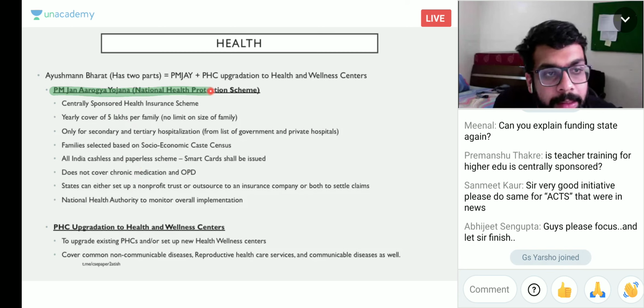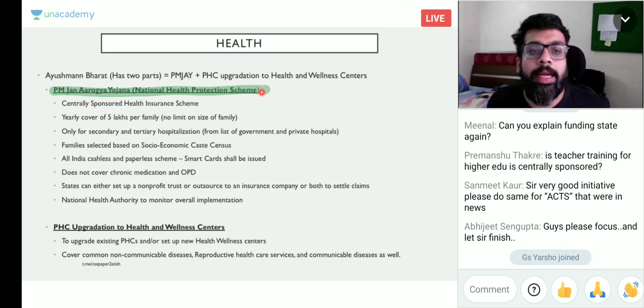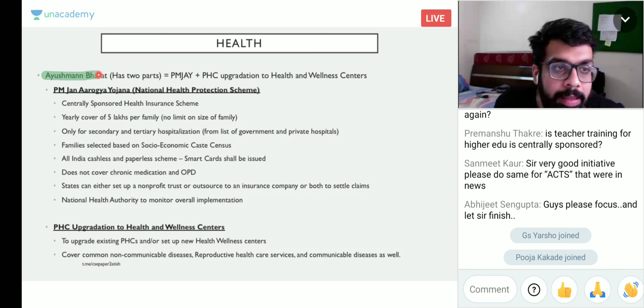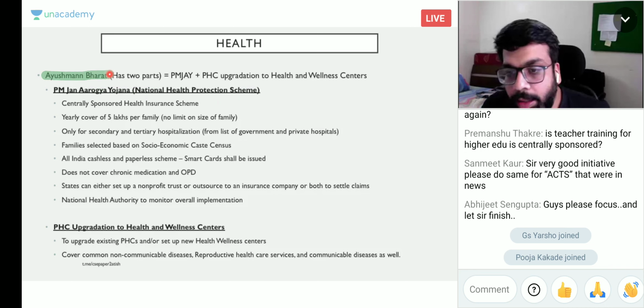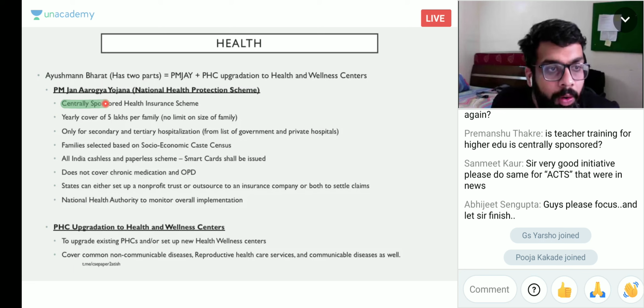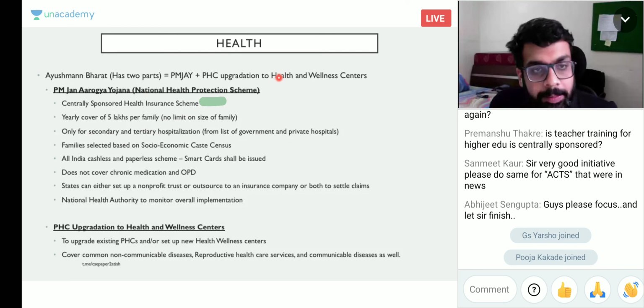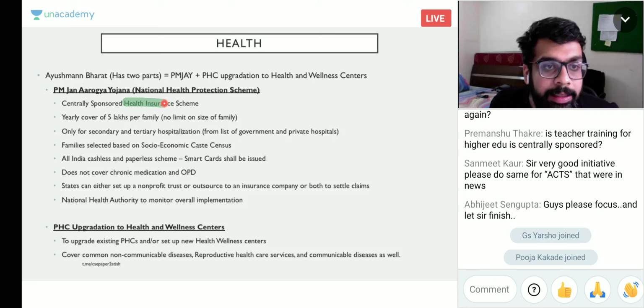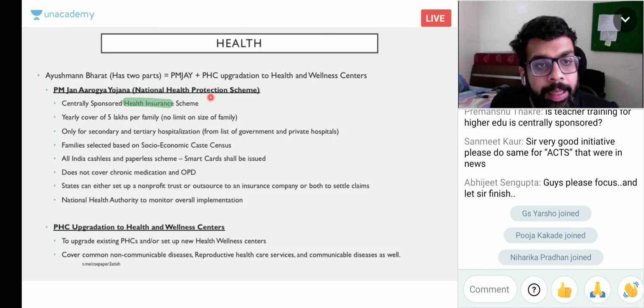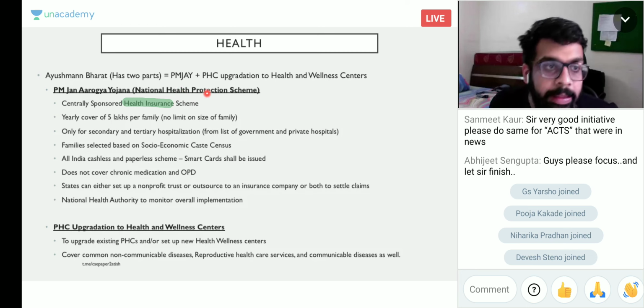Prime Minister's Jan Arogya Yojana. It's also called the National Health Protection Scheme. It is under Ayushman Bharat. Now, let's get this right. All you need to know are the points that I have mentioned here. First, it's centrally sponsored, 60% paid by the center, 40% paid by the states. It's a health insurance scheme, which means there's going to be a health premium. 60% of the premium will be paid by the center, 40% will be paid by the states.